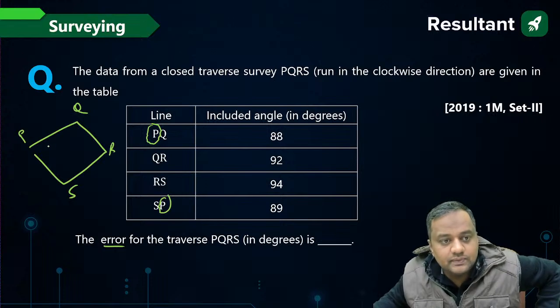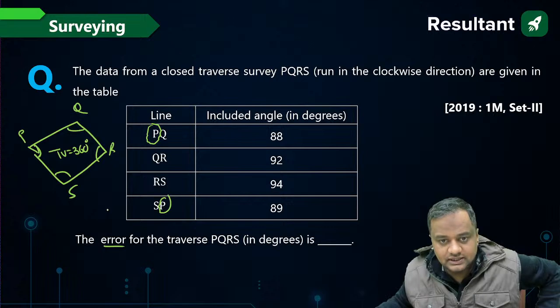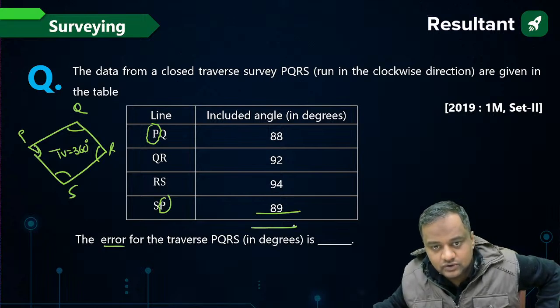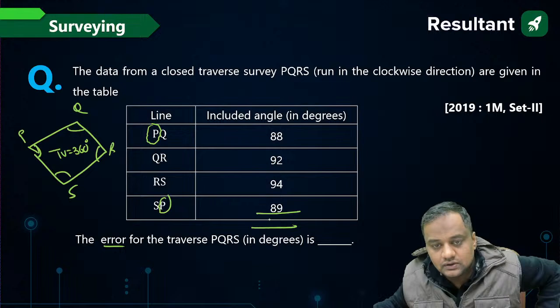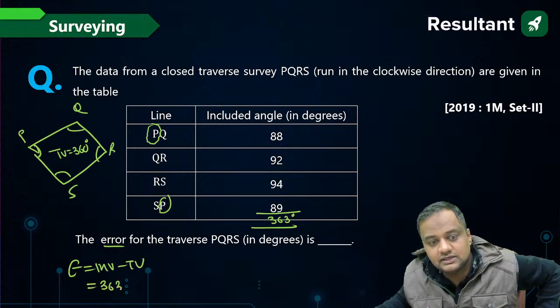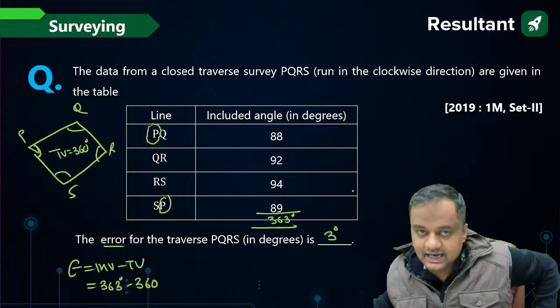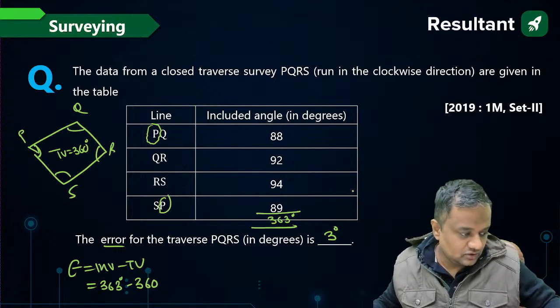So the true value of these 4 angles should be 360 degree. What is the measured value? If you add all of them, it will be 363 degree. Error is equal to measured value minus true value. So the measured value is 363 degree. True value is 360. So the error is 3 degrees. Got it everyone?